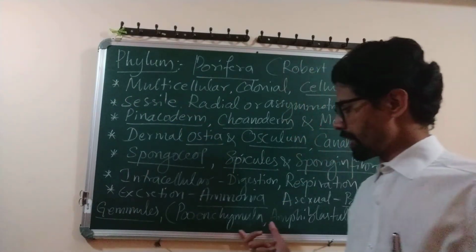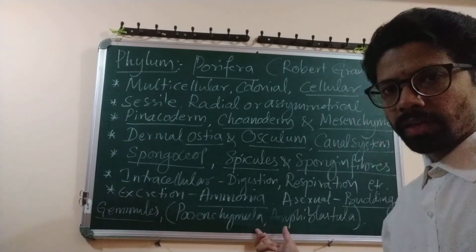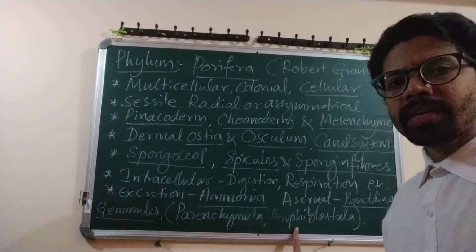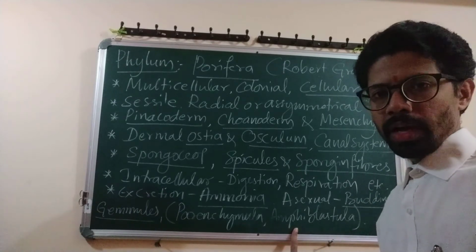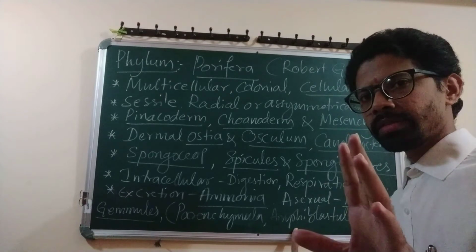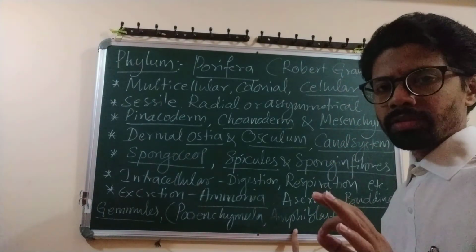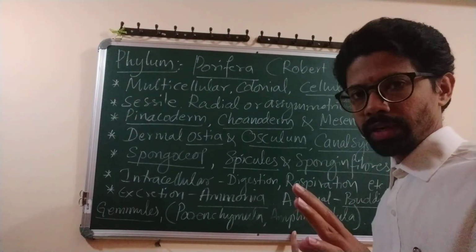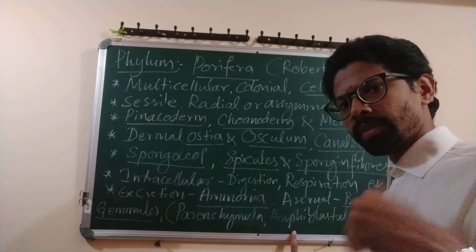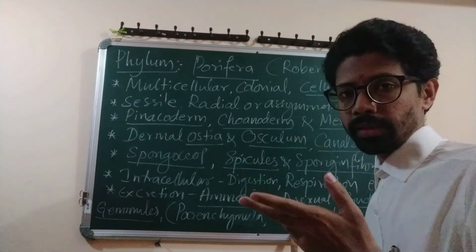There are two kinds of larva which we can see in this. One is parenchymula larva. Another one is amphiblastula larva. Either parenchymula larva is formed or another one is this one, that is amphiblastula larva. Now these points keep in your mind, do not forget it, and whatever next videos will be, it will be continuation of this topic probably, right?